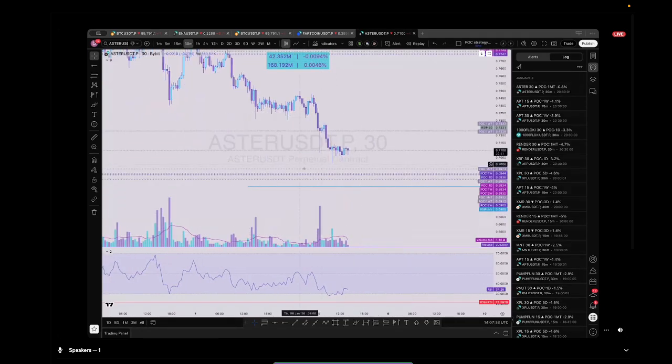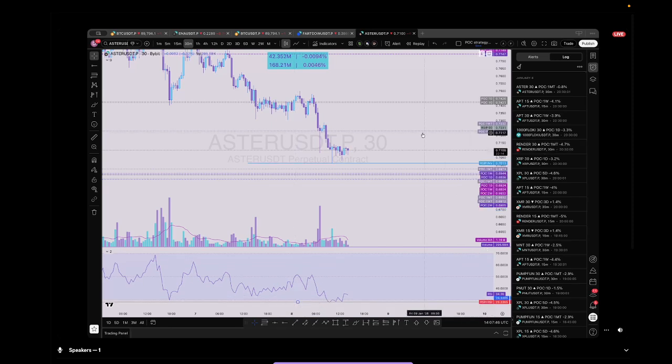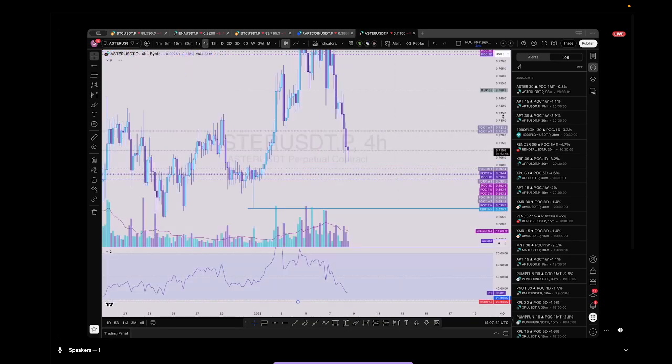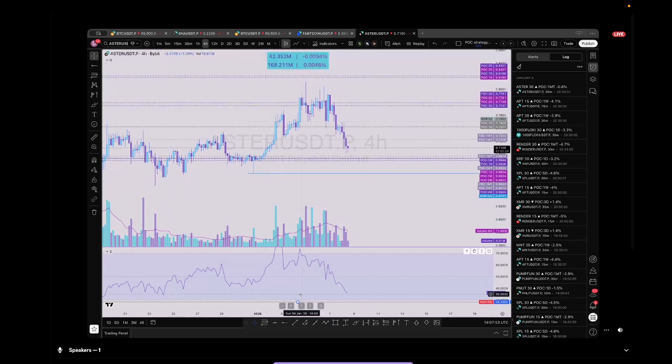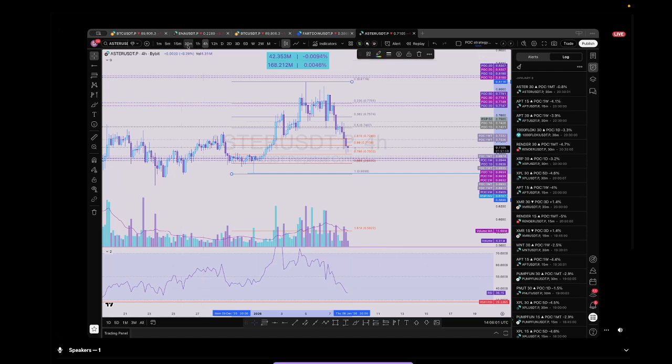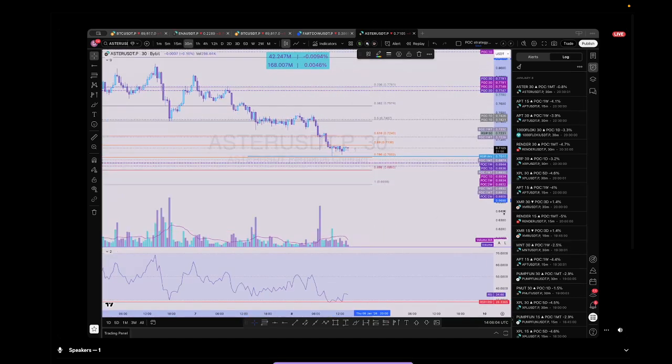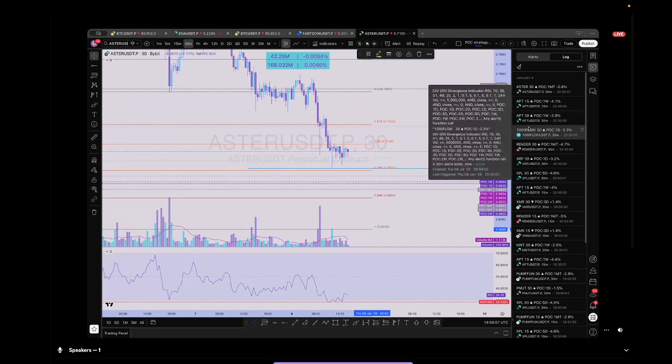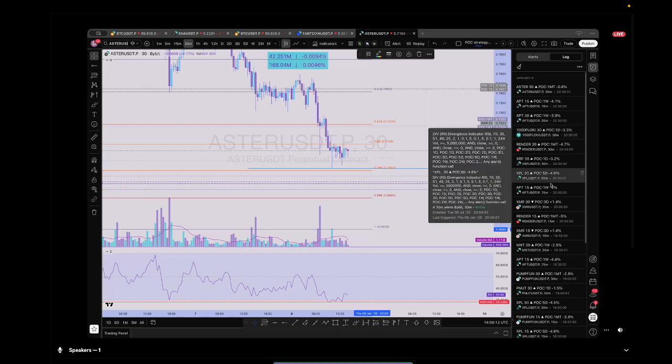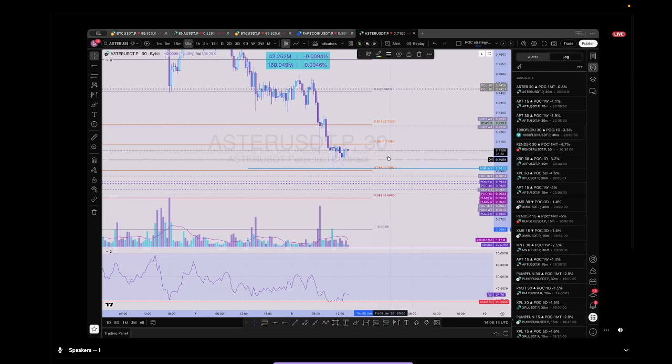Okay, now we have another one. So we have a peak here. We pull our fibs on the 4-hour. These are alerts.